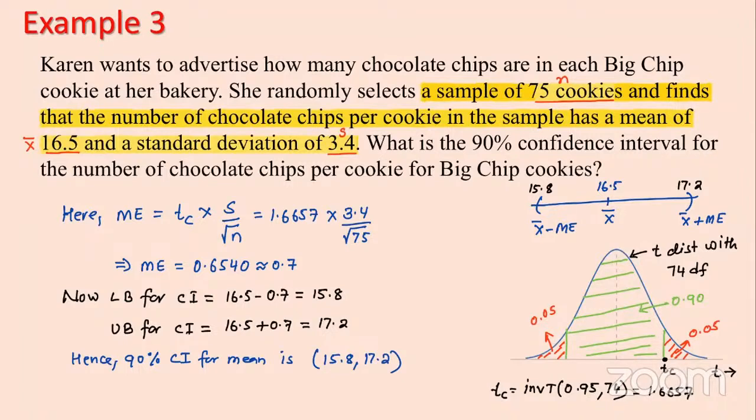So you can write it like this using the interval, or as I showed you in the previous class, you can also write in two other forms. You can write it as an inequality: 15.8 less than the mean, which is less than 17.2. Or the last way is you can write 16.5 plus or minus the margin of error, which was 0.7.